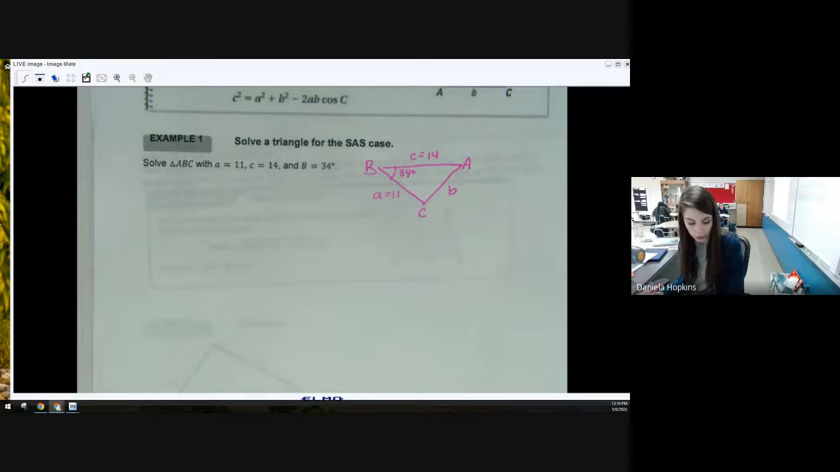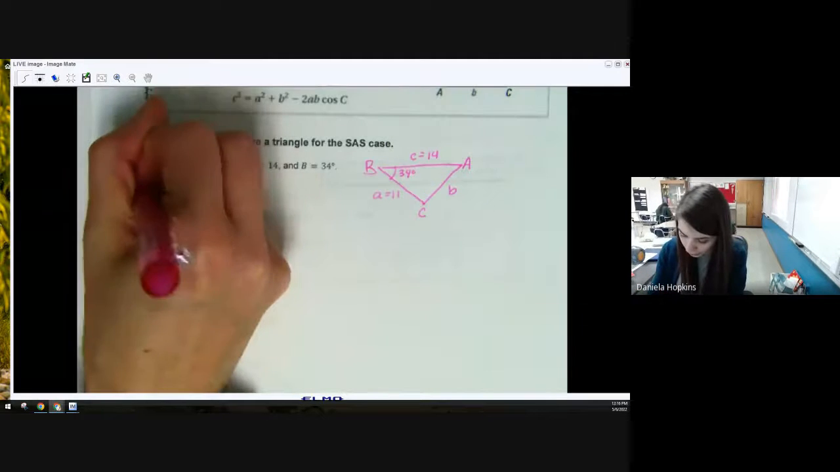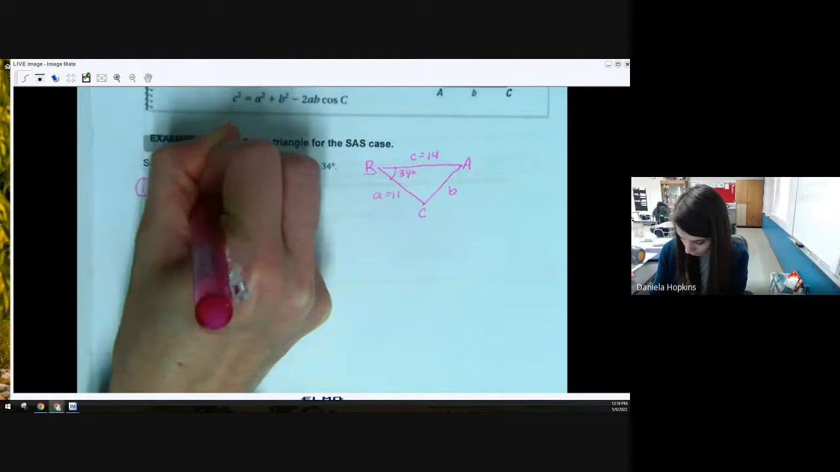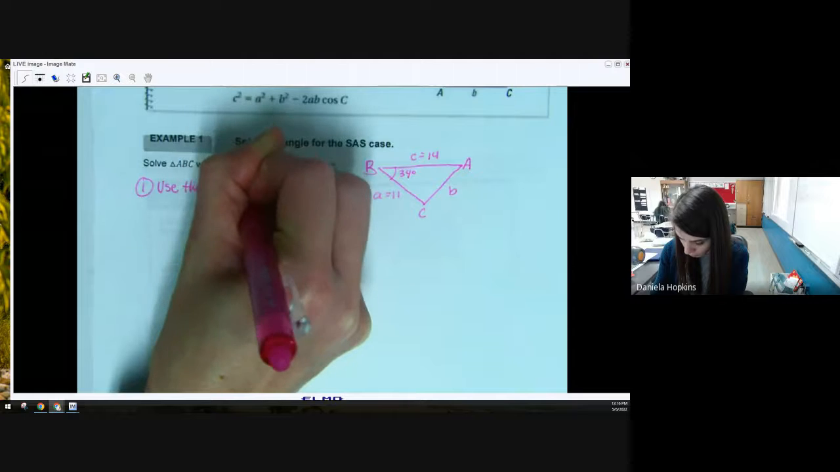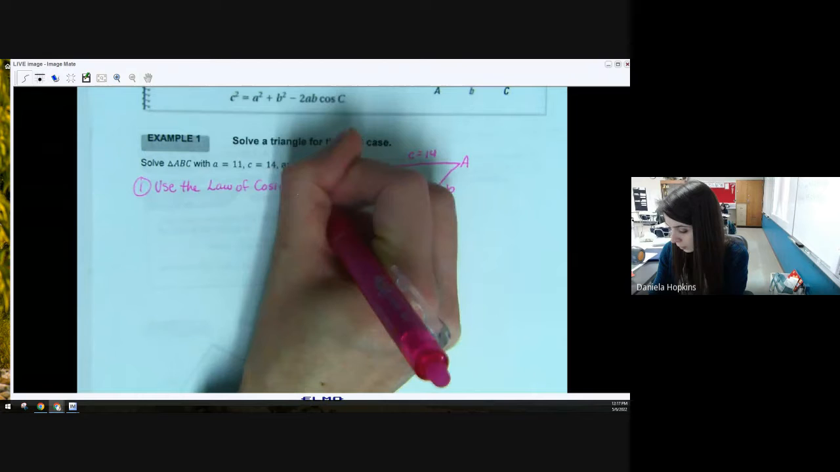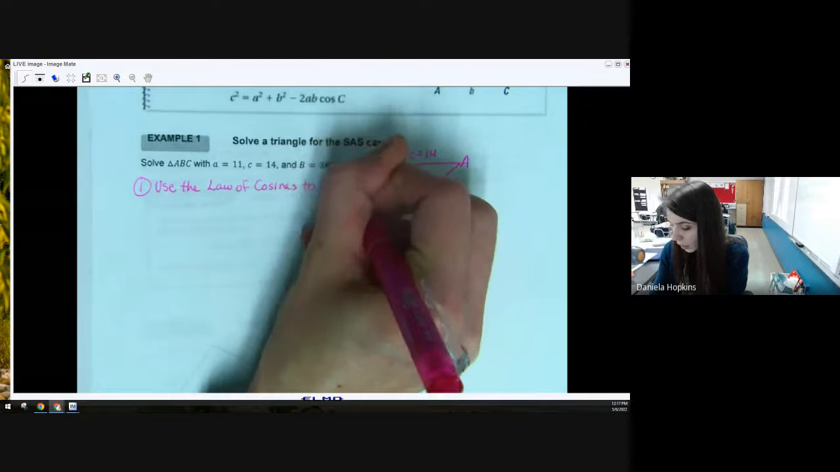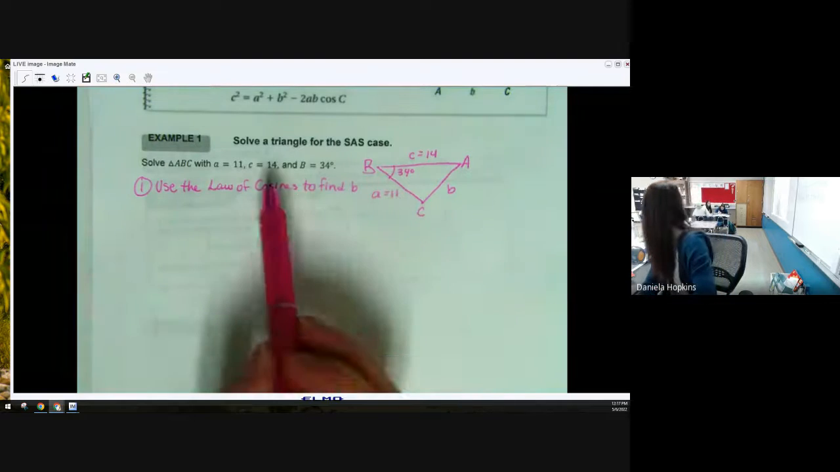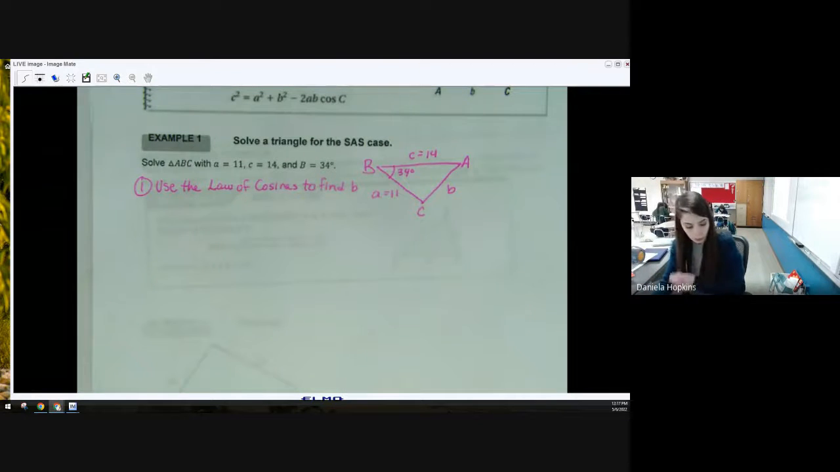So our steps for solving here. Our first step is that you're going to use the law of cosines to find little b. So if you were given big C, you'd find little c. If you were given big A, you'd find little a, and so on. It's going to be your first step here.